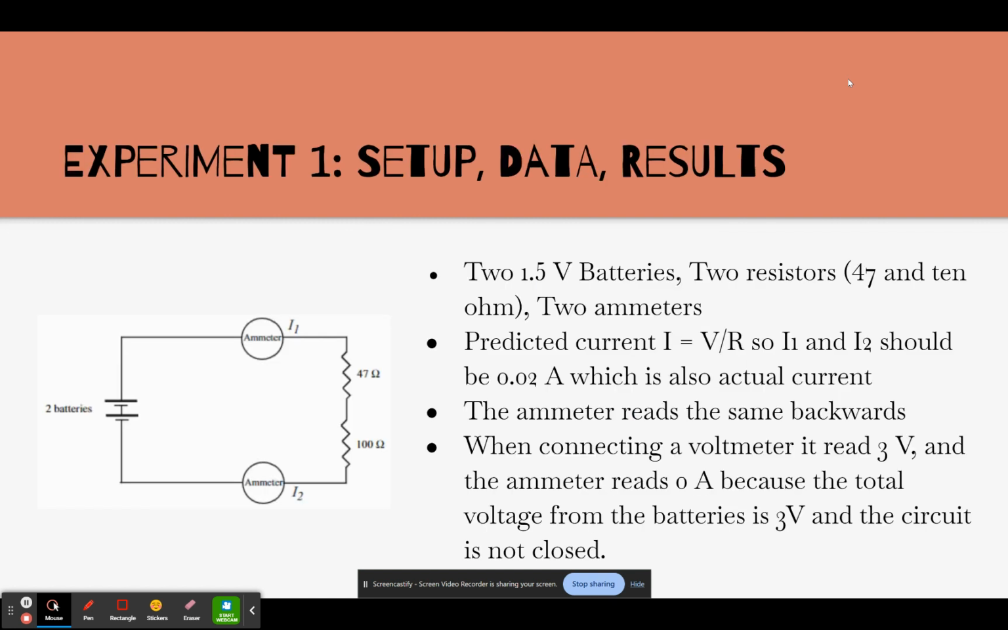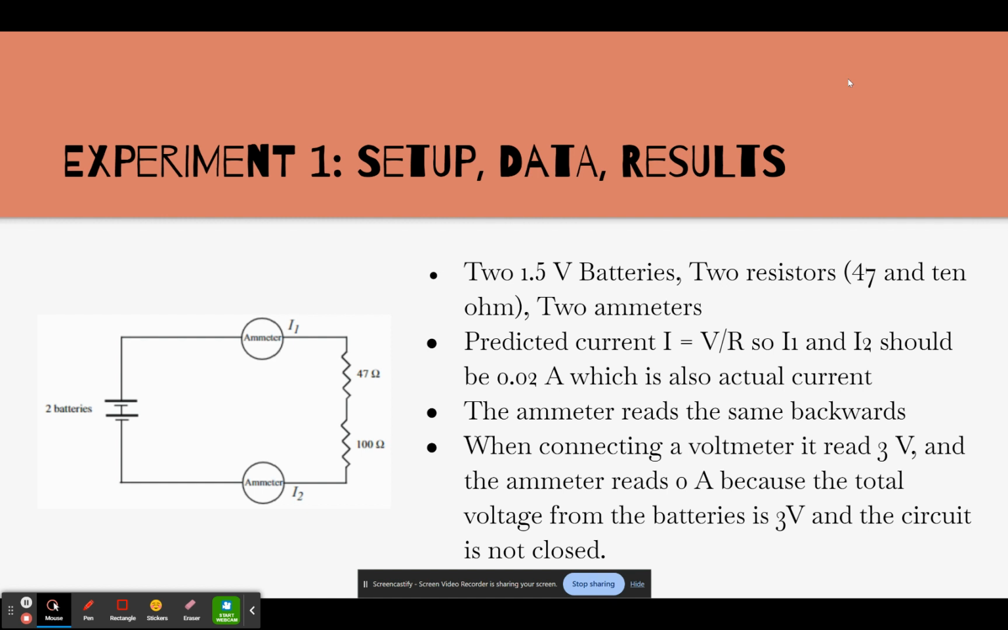So for experiment 1, we had two 1.5 volt batteries, two resistors, one of them 47 ohms and one of them 10 ohms, or 100 ohms, and two ammeters. The predicted current we found using I equals V over R, which is Ohm's law. So I1 and I2 should be 0.02 amps, which is also the actual current of the circuit. The ammeter reads the same backwards if you flip it.